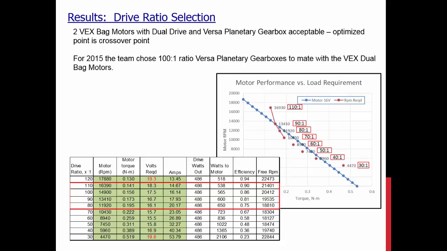The motor performance load requirement chart on the right gives us the balance between the motor performance at 16 volts and what the various gearboxes require for RPM and torque out of the motor in order to be operable. We'll notice here too that the crossover point looks to be a 90:1 ratio, though for 2015 the team chose a 100:1 ratio to have a little extra power reserve, and it worked out reasonably well.